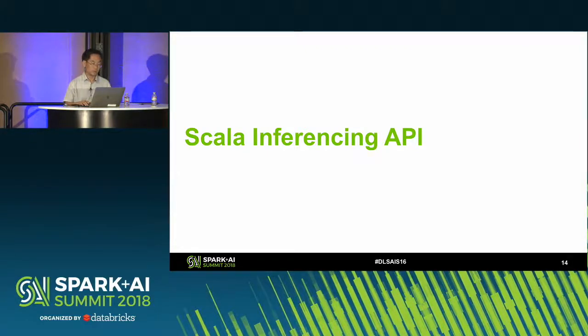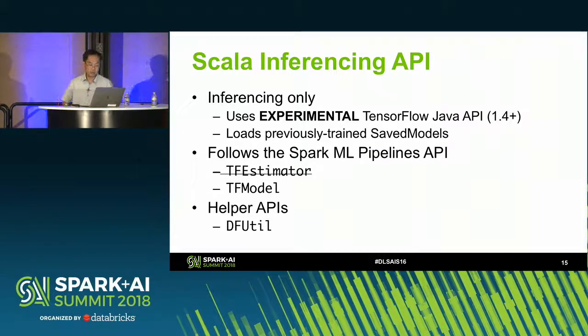Okay, so next, we recently added a Scala Inference API, as I mentioned before. The trick here is, again, it is for inferencing only. And part of the reason for that is because we are leveraging the TensorFlow Java API. And if you've read the documentation, you'll see the big word in bold, experimental. And so it's only really supported for inferencing. It's not really intended for training. And it's a little bit of a use at your own risk per the TensorFlow team.